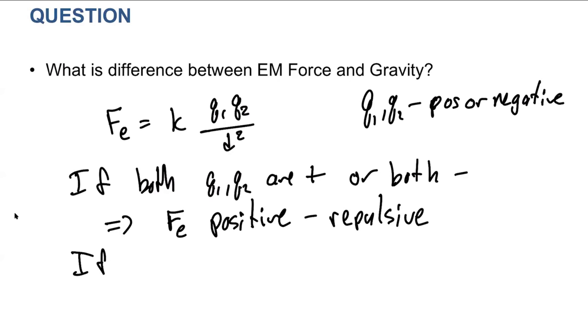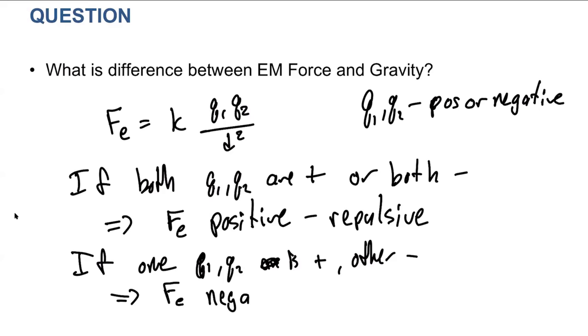Now, if one of Q1 and Q2, sorry, my Q's are terrible, is positive, and the other is negative, then Fe is negative, and that is an attractive force. That is a force that's trying to pull things together. You have probably heard the phrase, opposites attract and like repels. This exactly comes from this concept. Two positive particles will feel a force pushing them away. A positive and a negative charged particle will feel a force pulling them together.